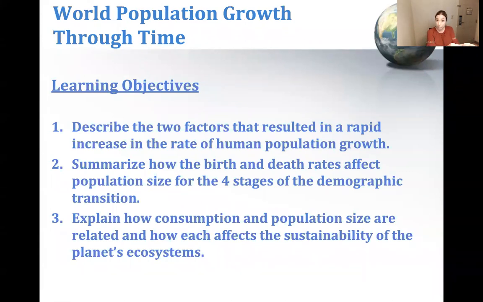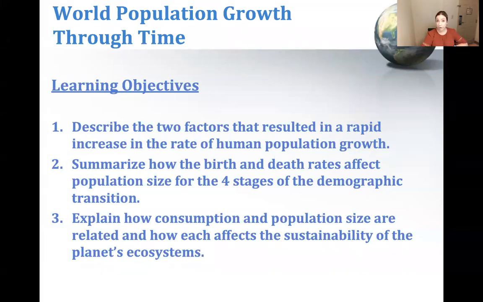So remember, the first stage, you have a lot of births, a lot of deaths, population size is low, and it's not growing. Second demographic stage, you have mechanization of agriculture. So there's more food, higher nutrient level, so the death rate is going down. Fewer people are dying, but birth rate is still high. So a lot of people are having babies and not as many people are dying, so your population size is going to increase.